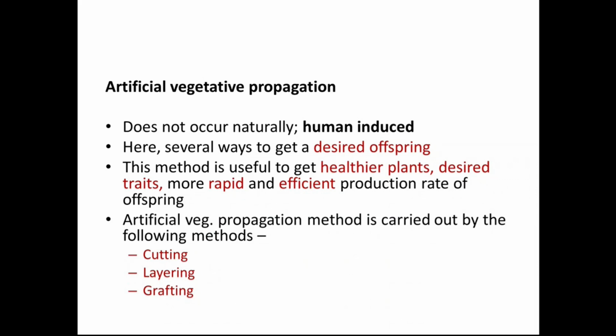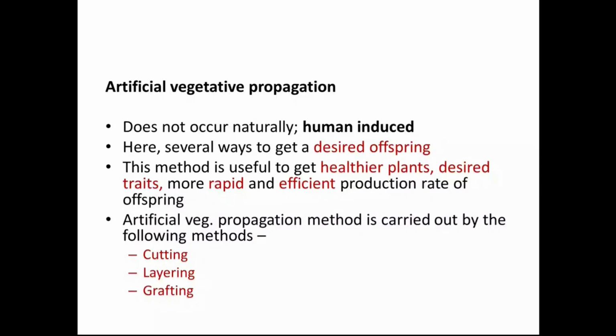Within these there are so many types: root cutting and stem cutting; in layering, air layering and ground layering; even in grafting we have four types. In the exam, if you are asked about artificial vegetative propagation methods, you have to write cutting, layering, and grafting, what it is, and one example is enough if it is a 5 marks question. If it's a 2 marks question, just whatever is in this slide is enough. If it's a 5 marks question, you have to describe what is cutting, what is layering, what is grafting, and give one example. If it is a 10 marks question, we have to describe all.